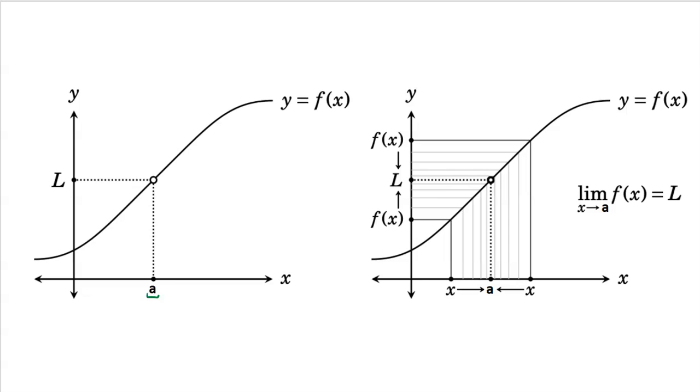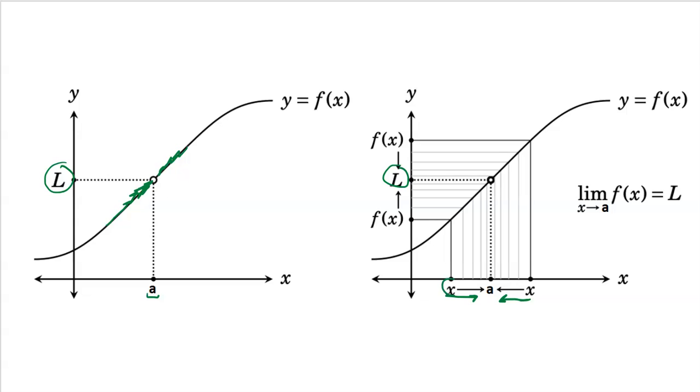So we're saying, okay, what's happening to the function or the y value? As the x values get closer and closer to a, from both sides, mind you, what is the y value going towards? And that is L. And then again, this picture on the right here just kind of shows that. As x gets closer to a from the right, where's the function going? The function values are approaching L.